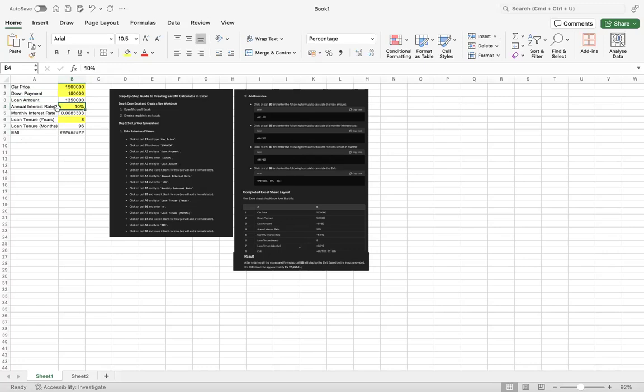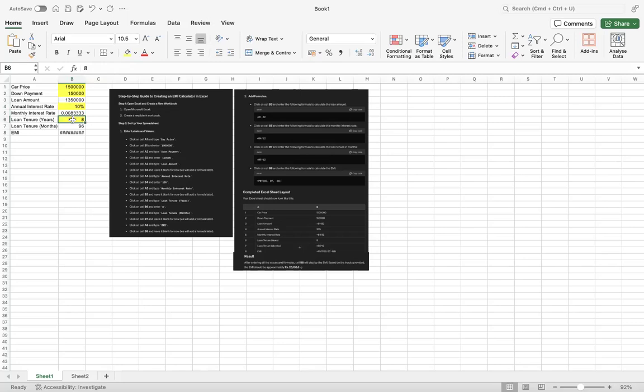10% means per year, right? What about per month? When I say 10% is per year, can you tell me how much it will be per month? So basically, we'll divide it. How many months are there? 12 months. So you have to divide it by 12. So 10% divided by 12. How much will you get? 0.008333, isn't it? When you enter this formula, automatically you will get the percentage.